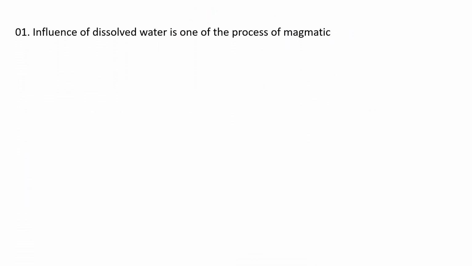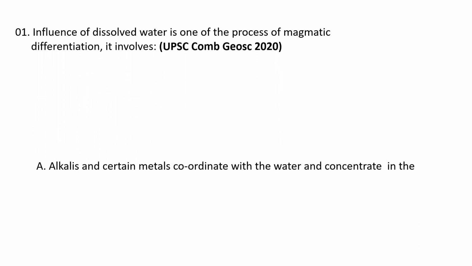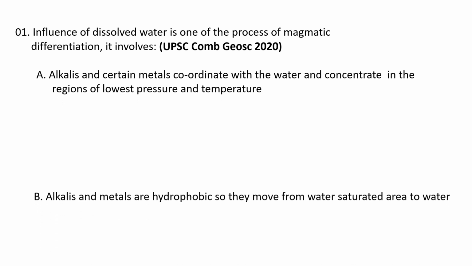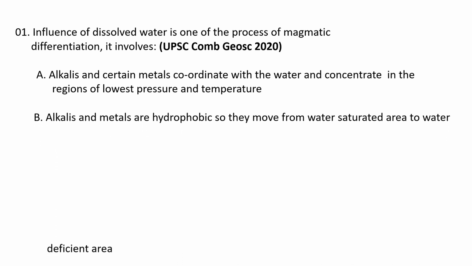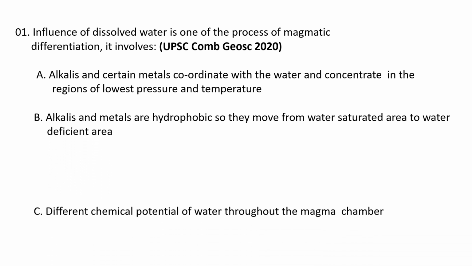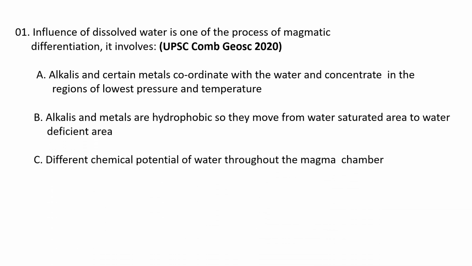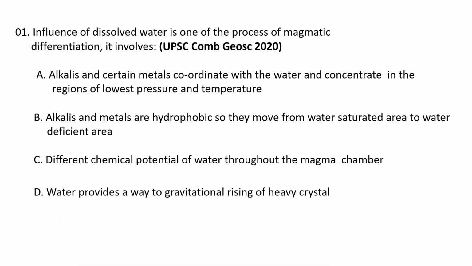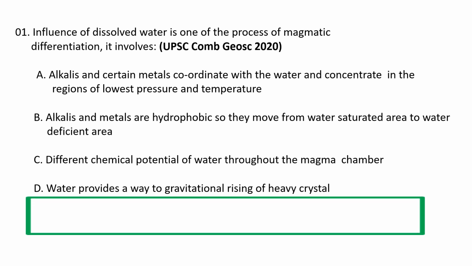Influence of dissolved water is one of the process of magmatic differentiation, and it involves: A. Alkalis and certain metals coordinate with the water and concentrate in the regions of lowest pressure and temperature. B. Alkalis and metals are hydrophobic, so they move from water saturated area to water deficient area. C. Different chemical potential of water throughout the magma chamber. D. Water provides a way to gravitational rising of heavy crystal.